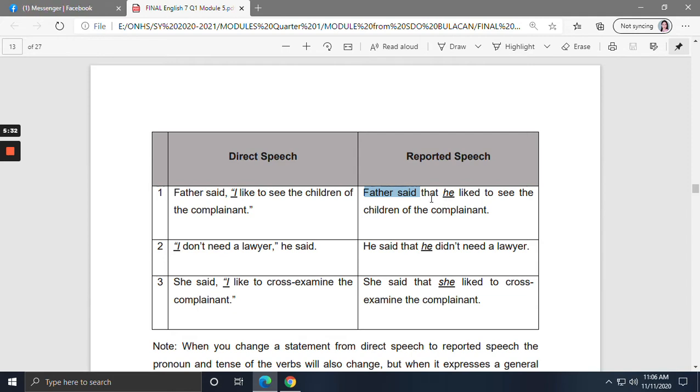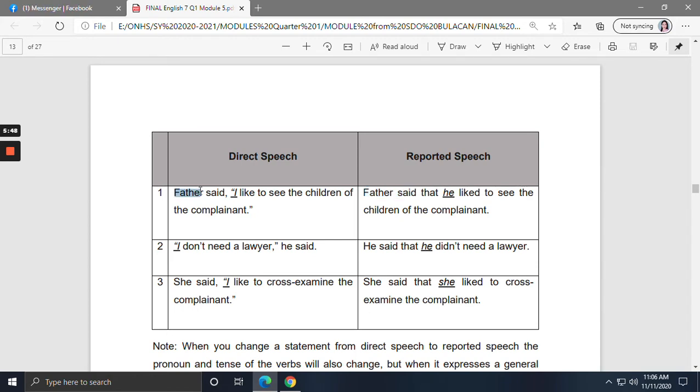And then we need to change the pronoun. This is a pronoun. Examples of pronouns are I, he, she, they, we. So we need to change the pronoun.